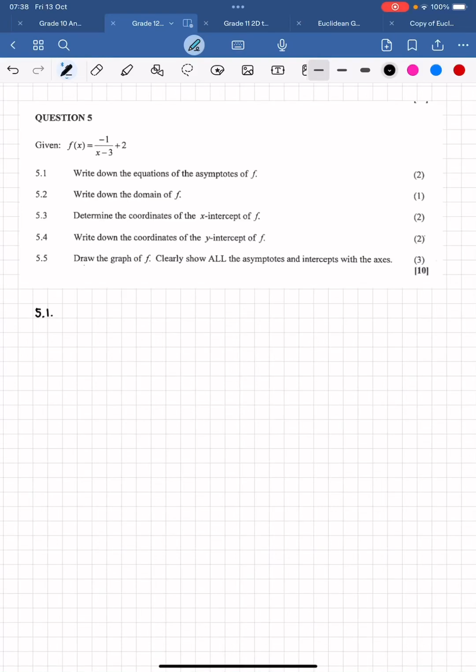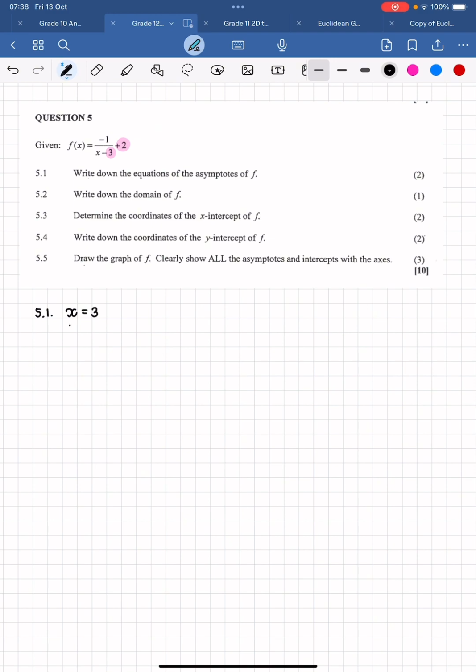Hyperbolas are always tested separately, like I said yesterday. So for the first one here, write down the equations of the asymptotes of f. Remember that the asymptotes are always the two numbers that you can see there. Firstly, the number in the denominator is your x asymptote, and it always has a different sign. So if you have x minus 3 in your denominator, the asymptote is x equals 3, right? It's always the other sign.